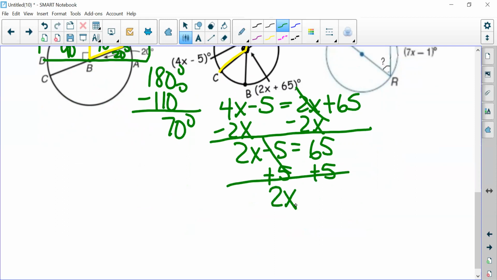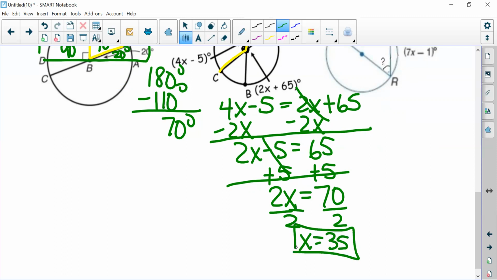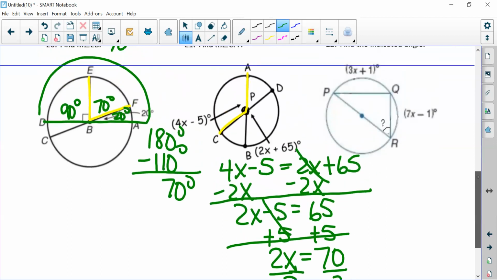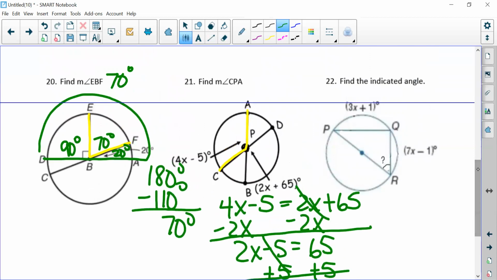Bring down our 2X, bring down our equal sign. 65 plus 5 is 70. Okay, we're almost there. X is almost isolated. Last step is to divide both sides by 2, because X is currently being multiplied by 2, and 70 divided by 2 is 35, okay? Some of y'all have a tendency to stop here, but look, your original problem, it did not ask you to find the value of X.